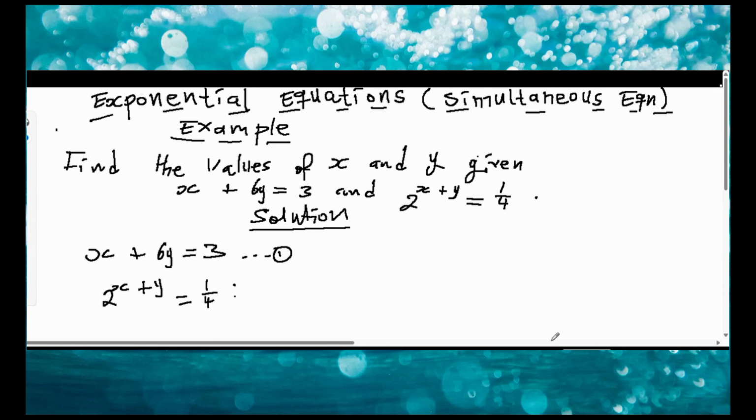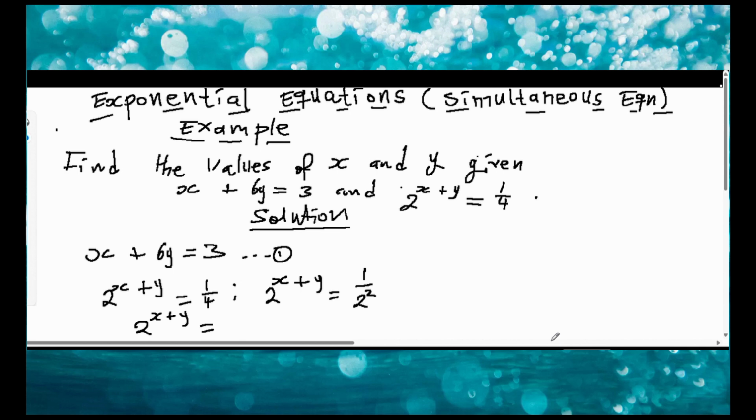Right, note this exponential equation could be written as 2 raised to the power x plus y equal to 1 all over 2 raised to the power 2. You see, 2 raised to the power 2 means 2 multiplying by itself 2 times, and 2 times 2 is going to give us this 4, right? So actually there's no change.